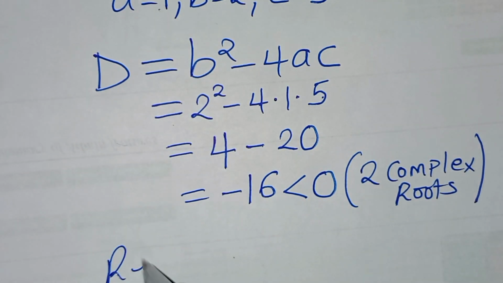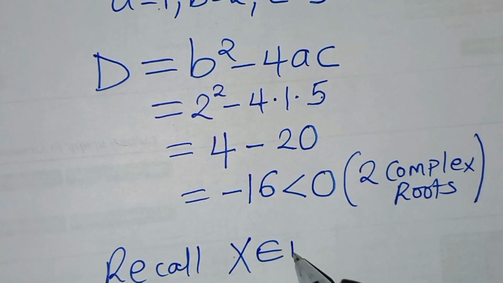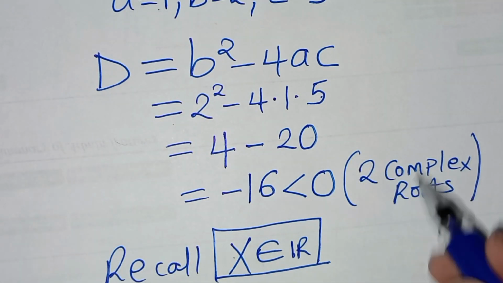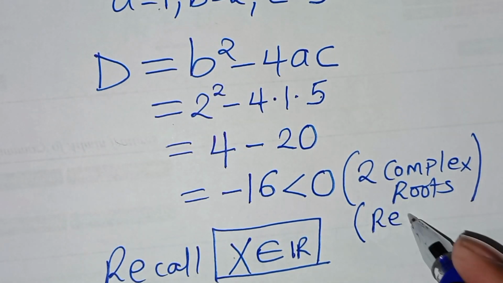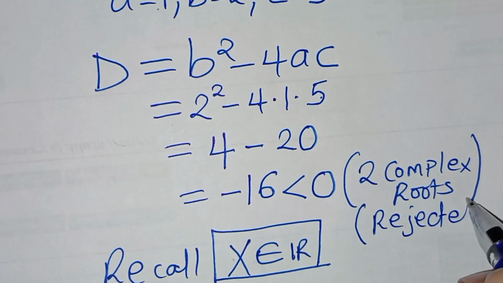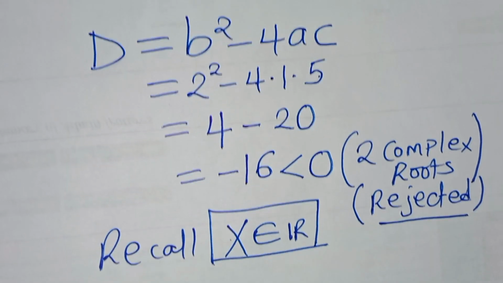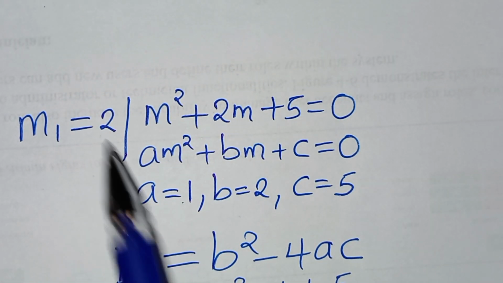So if you recall, x is a member of real numbers. So from this condition, this will give us complex solution. So this part is rejected. Now, let's proceed with m1, which is equal to 2.